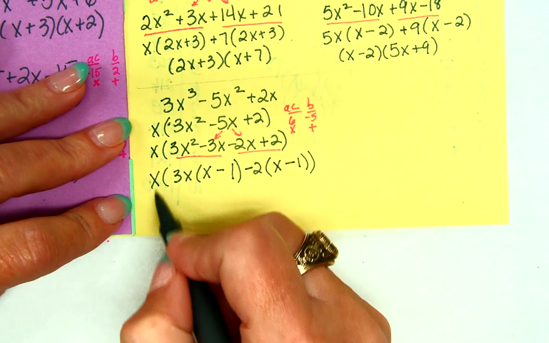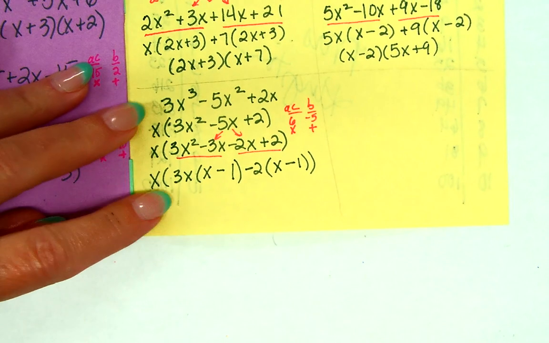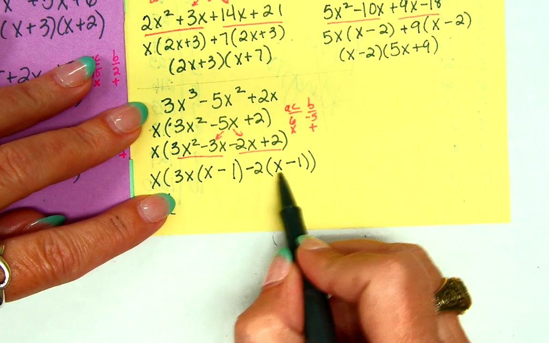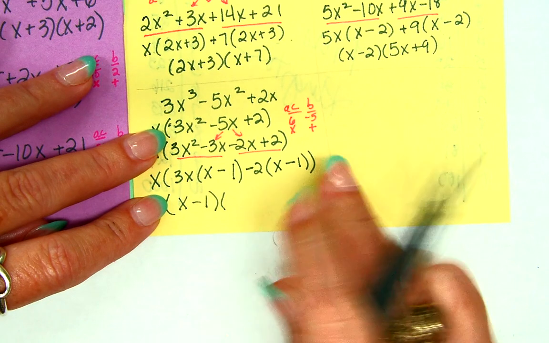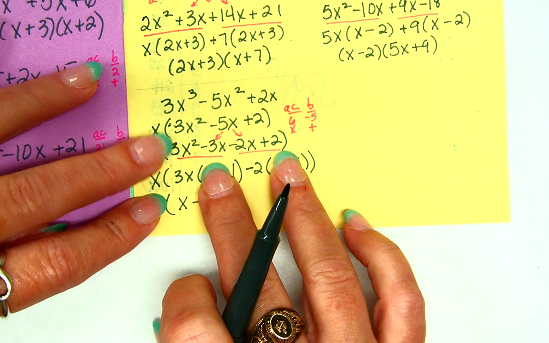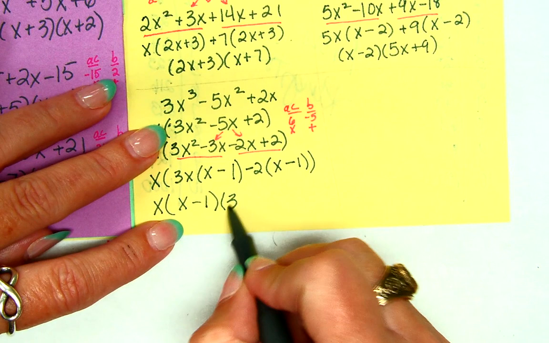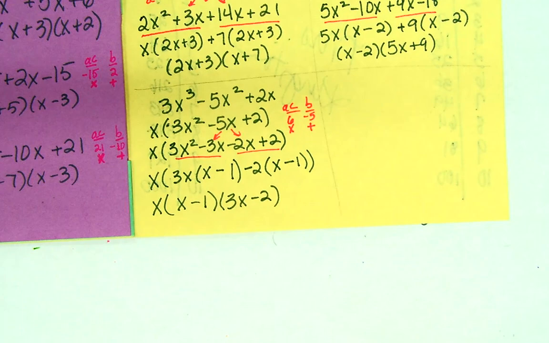Okay? So now, again, dragging this x along still. What's common in these 2 terms right here? X minus 1. And what's left if I divide out an x minus 1? 3x minus 2. Done.